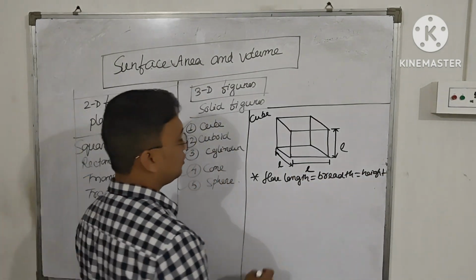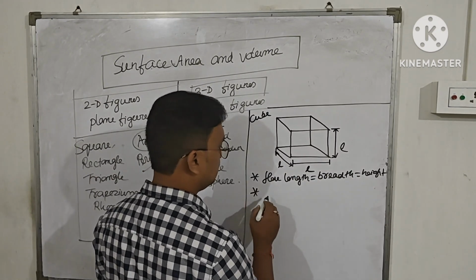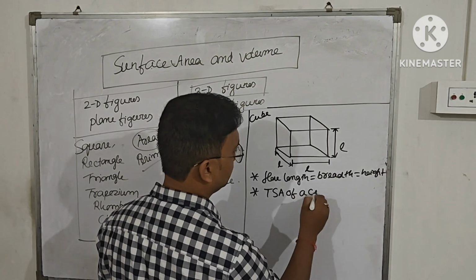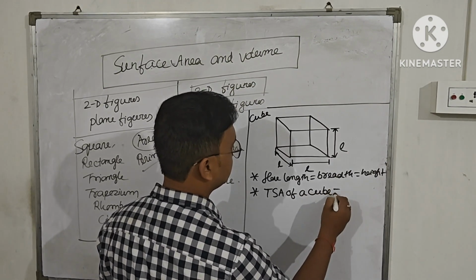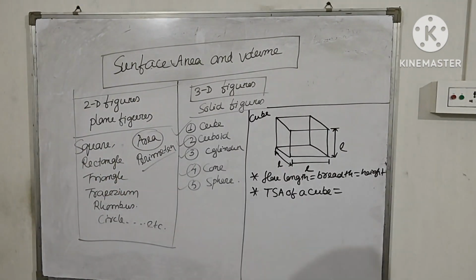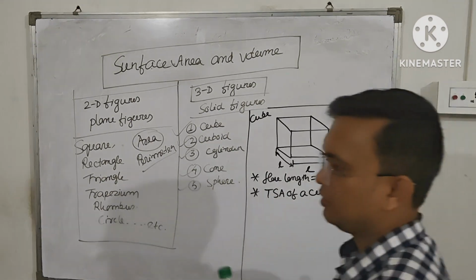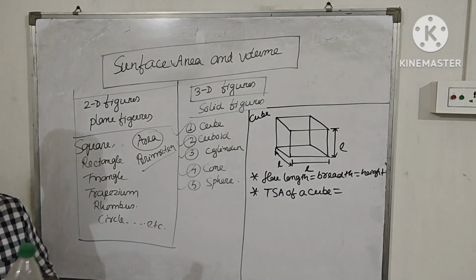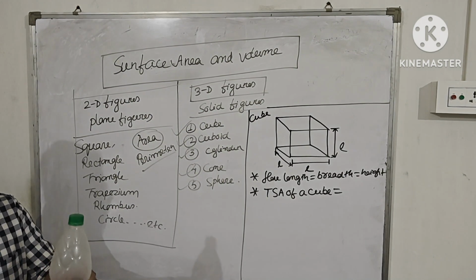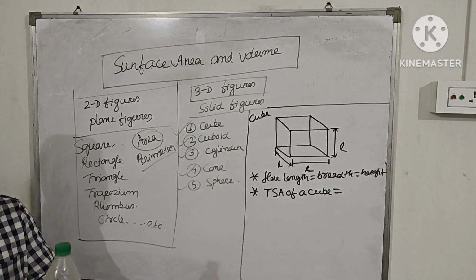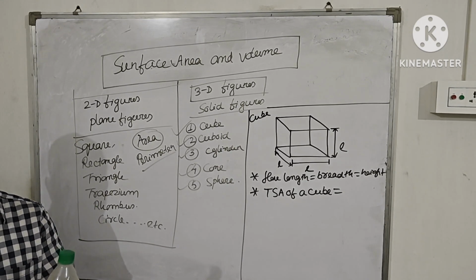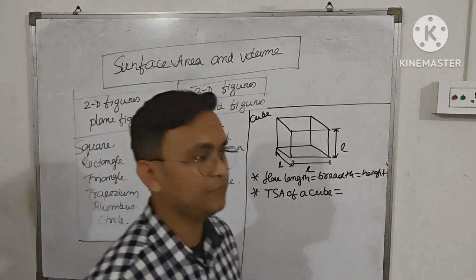Okay, so let me talk about total surface area of a cube. First, let me explain what is the meaning of total surface area. See, suppose this is a bottle, right? This is a circular face, this is conical, this is cylindrical. So total surface area means all those surfaces which are in contact with air, with atmosphere. That is total surface area.